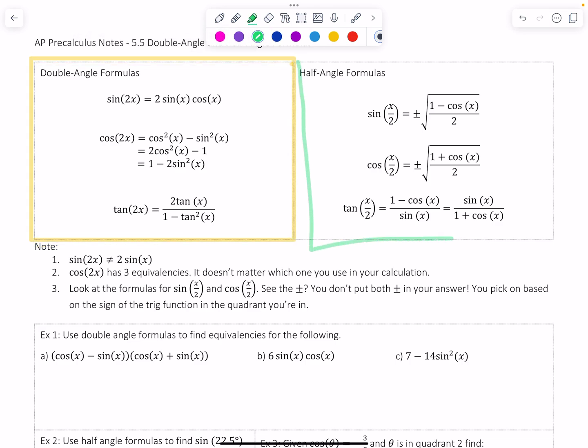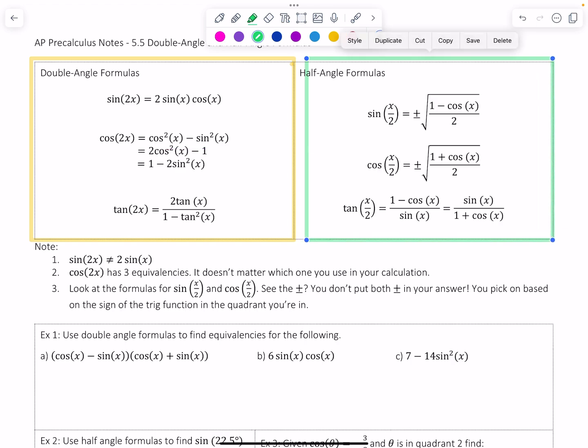And if you need to, of course, you can go find that video where they prove them, because that's always a fun one, kind of looking at those. But here you go for your double angle formulas and half angle formulas.